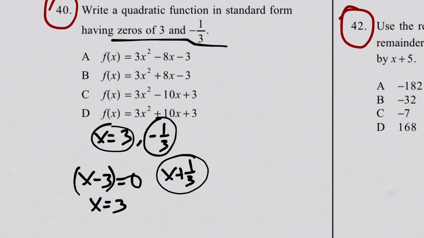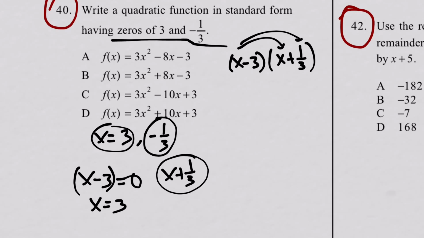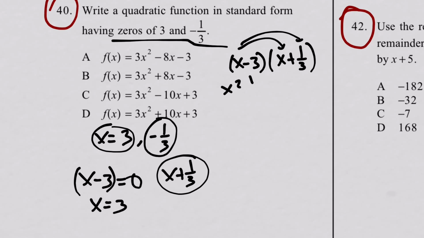Right? So those are my two factors, and I need to figure out what my function is. All you've got to do is multiply those two things, x minus 3 and x plus 1/3. Multiply them out, and you should end up with the correct function. So let's multiply here. X times x is x squared. X times 1/3 is 1/3 x. Negative 3 times x is negative 3x. And negative 3 times 1/3 is negative times positive, negative. 3 times 1/3 is just 1.